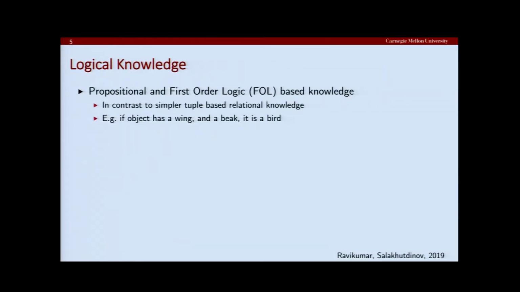Logical knowledge is also an important class of models. Think about propositional or first-order logic. So here, for example, instead of just giving you a relationship between entities, I can say, well, if an object has a wing, it has a beak, it must be a bird, right? So how do we incorporate that kind of structure into these models?